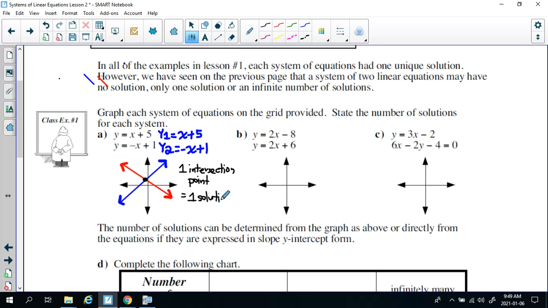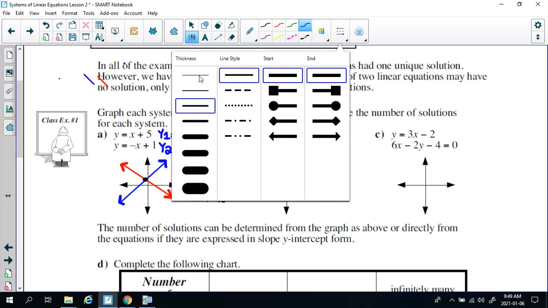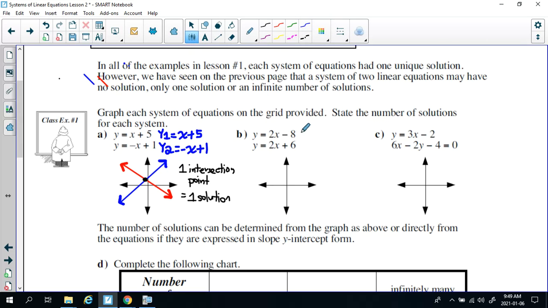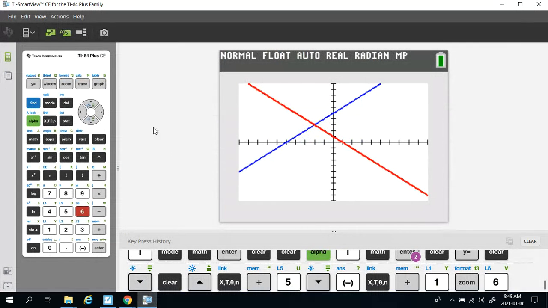Okay, we're not going to use the intersect feature to determine that right now. The important thing is just to identify we have exactly one solution. Now let's plot the second one in here. So in y1, we're now going to change y1 to 2x minus 8, and then we're going to change y2 to 2x plus 6. Okay, so let's go back to the graphing calculator.